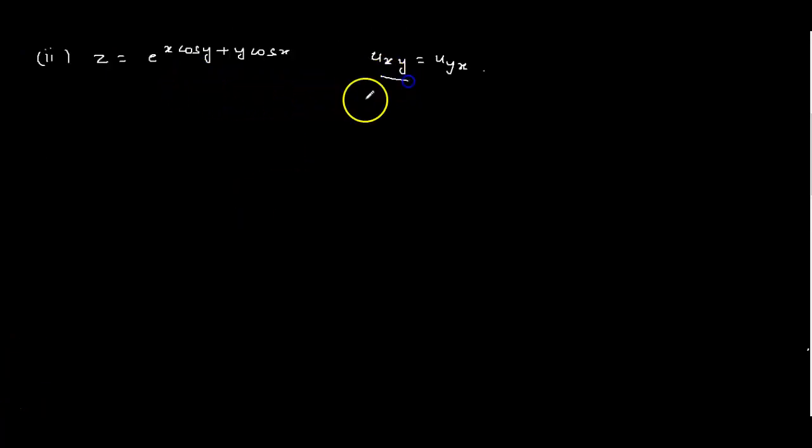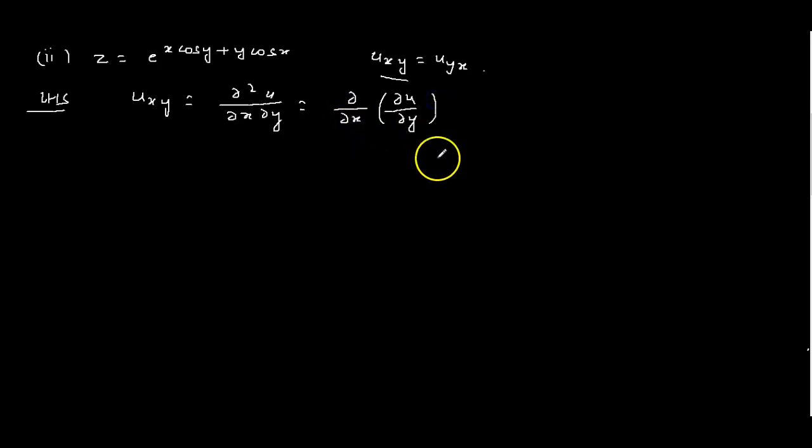So next question. This one is also the same. We need to prove this mixed type. First, for the LHS, if you are doing u of x y, that means del square of u by del x del y. If you break it down, del by del x of del u by del y, so del u by del y is the input for the del by del x. So first we need to differentiate with respect to y.